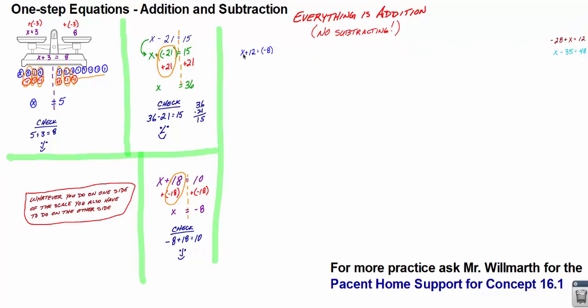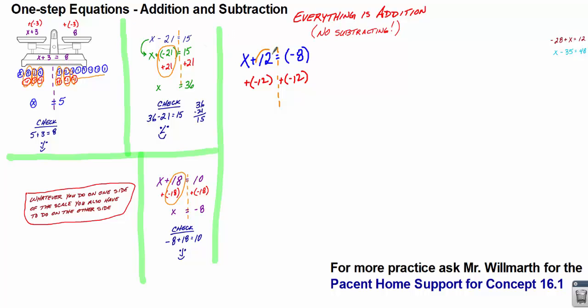Here we go. And please solve this one. Pause the video, solve the problem. Okay, time for our solution. So, dashed line. Remember to do the same thing to both sides. We're adding 12. The opposite of that is to add negative 12. So I'm going to add negative 12 to both sides.